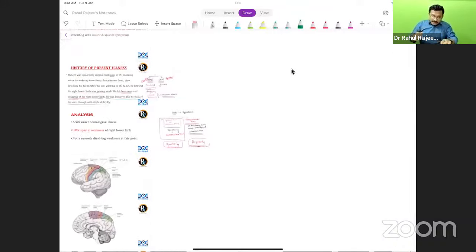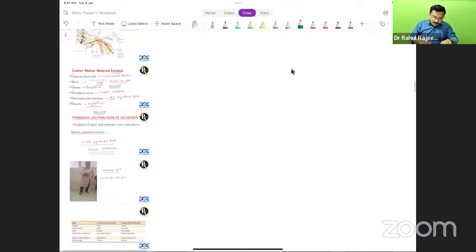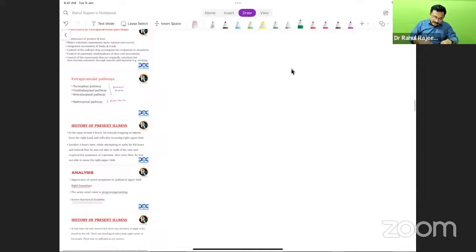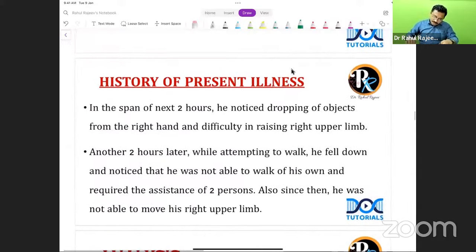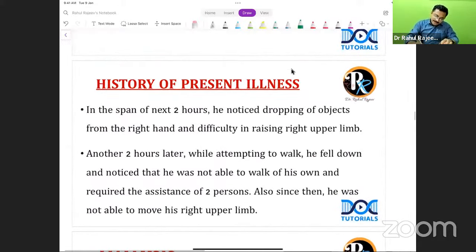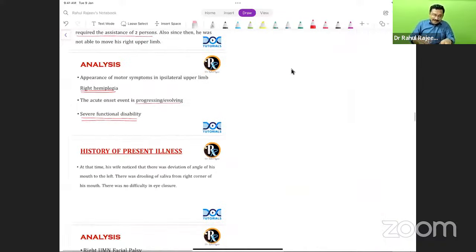But now you see what has happened to the same patient. He was not able to walk of his own and required the assistance of 2 persons. Did I ever use the word severe weakness? No, but I could beautifully tell the examiner, dear examiner, the weakness is progressing. The weakness is now very severe. That's what you should understand.